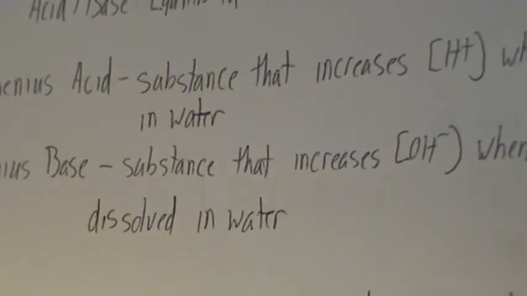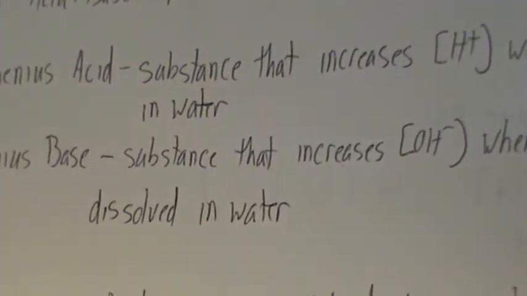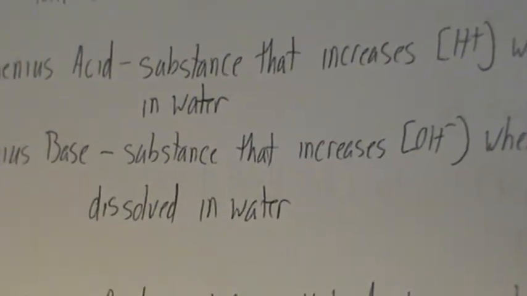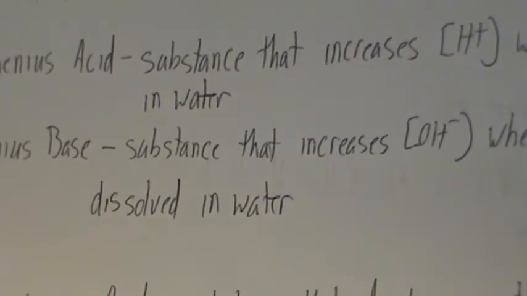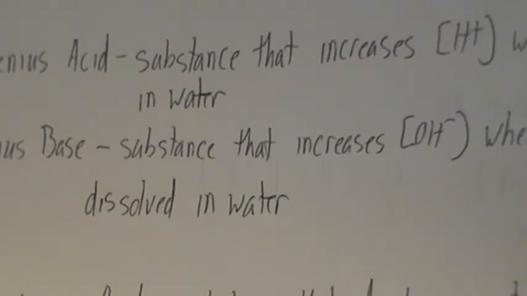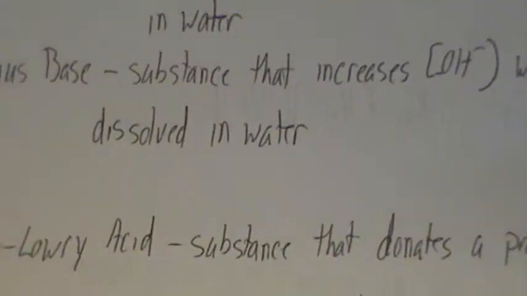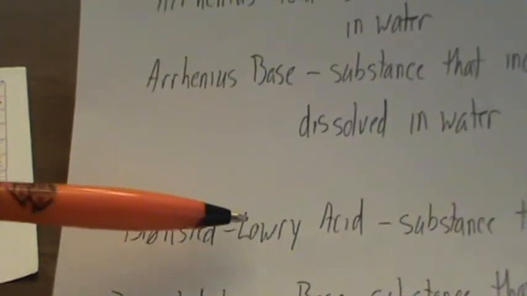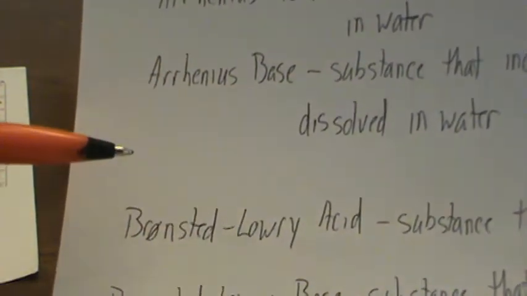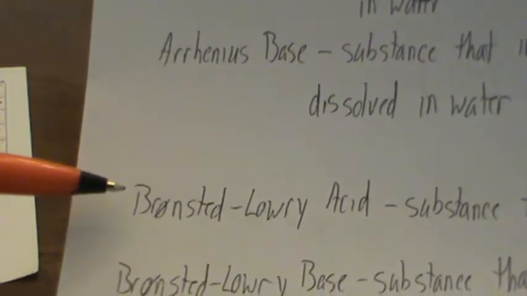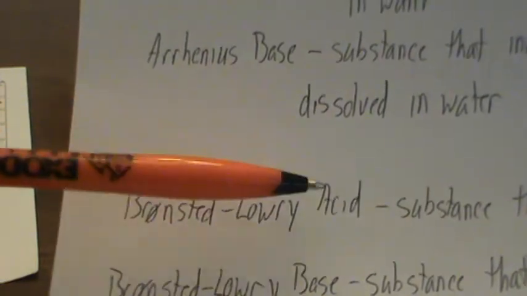Now this is helpful and everything, but in the 1800s we had two scientists, one Danish and one English, that worked independently, and they found another way of how we could define what an acid and base is within a reaction. We had Johann Bronsted and John Lowry. Even though they worked independently, they came up with the same conclusions. And so we have another definition of a Bronsted-Lowry acid.